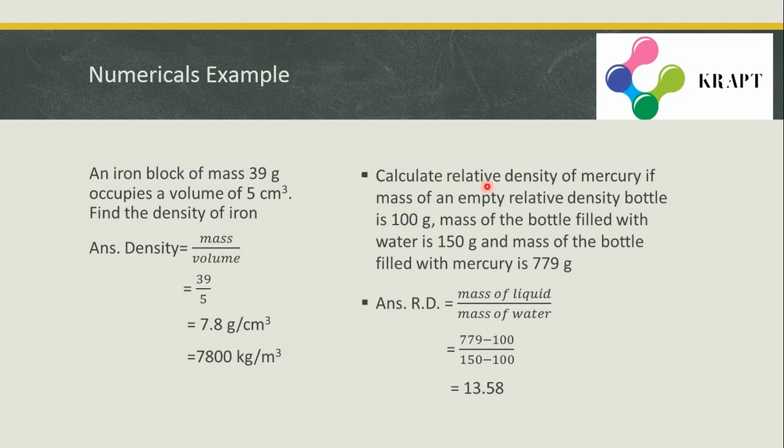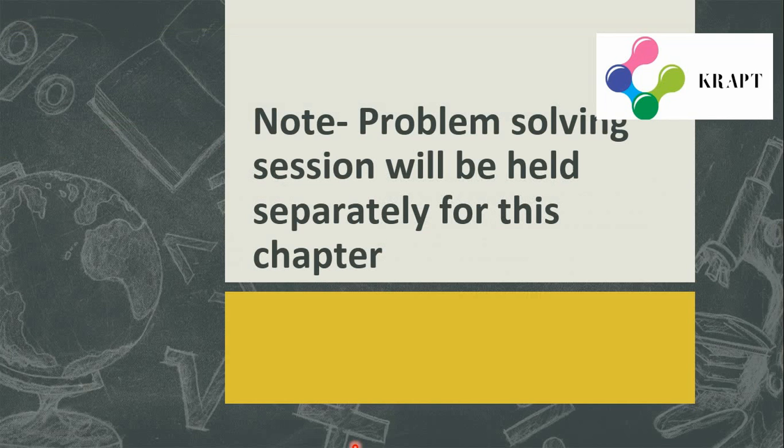Calculate the relative density of mercury. If the mass of an empty relative density bottle is 100 gram, the mass of the bottle filled with water is 150 gram, and the mass of the bottle filled with mercury is 779 gram. Answer: relative density is equal to mass of liquid by mass of water, which is equal to 779 minus 100 by 150 minus 100, which is equal to 13.58. The problem solving session will be held separately for this chapter. These two were just examples.